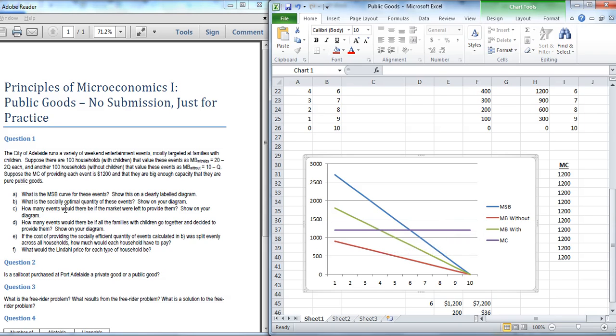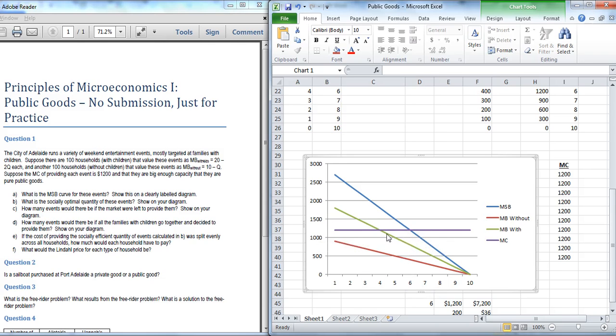So the socially optimal quantity of these events is going to be where the marginal social benefit equals the marginal cost. In other words, a quantity of 6. Okay, so that's this point here on the diagram. Part C asks, how many events would there be?